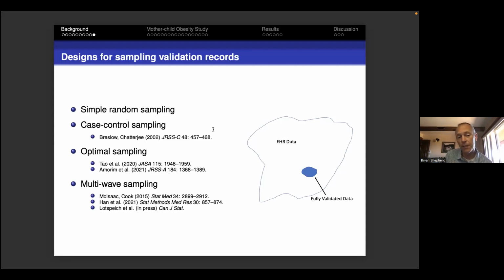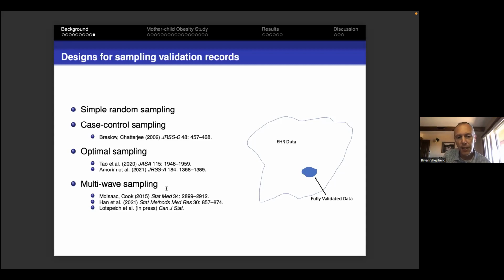And there's various versions of this, like balanced case control sampling. There's also been recent work on optimal sampling, and some of this is by our group. Just a few things to highlight. The optimal sampling design depends on the analysis approach, and the optimal sampling design also often depends on information that you don't know about until you've actually done some chart reviews, until you've started doing some validation.